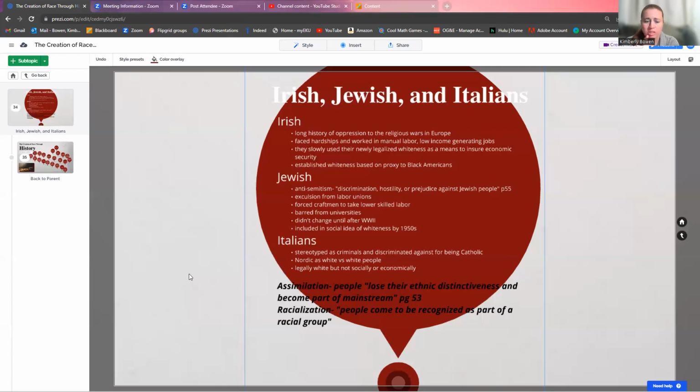Italians were stereotyped when they first started immigrating into the US as criminals and discriminated against for being Catholic, which is interesting given how much the Catholic Church has had influence on the United States and its policies for so long. And this really put a difference between someone from the Nordic countries as white versus white people. So they were saying, yes, we understand that you have pale skin and have this whiteness, but you're not from that same region in Europe, or from the particular area of Europe that we want to consider white. And so you're going to be less white.